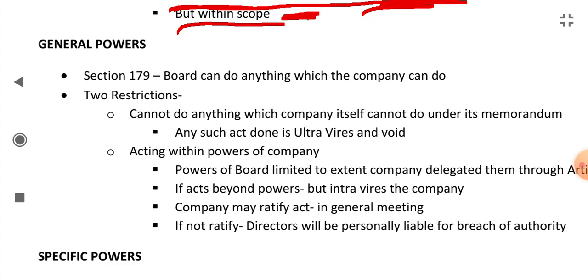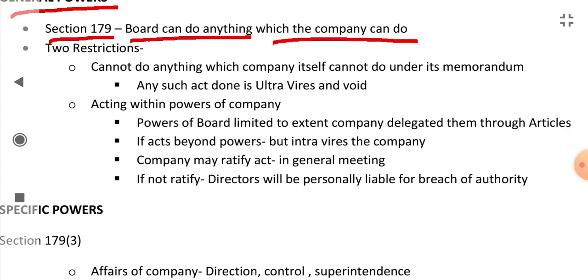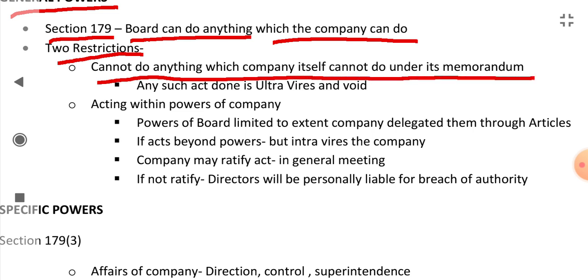What are some general powers, common powers given to the board? Section 179 says that a board can do anything which the company can do, but there are two restrictions. It cannot do anything which the company itself cannot do under its memorandum. If something is prohibited under the memorandum, the company cannot do it, so the board also cannot do it. Any such act done is ultra vires and void. Ultra vires means beyond power, and that act is void, it is useless. It does not have any value.